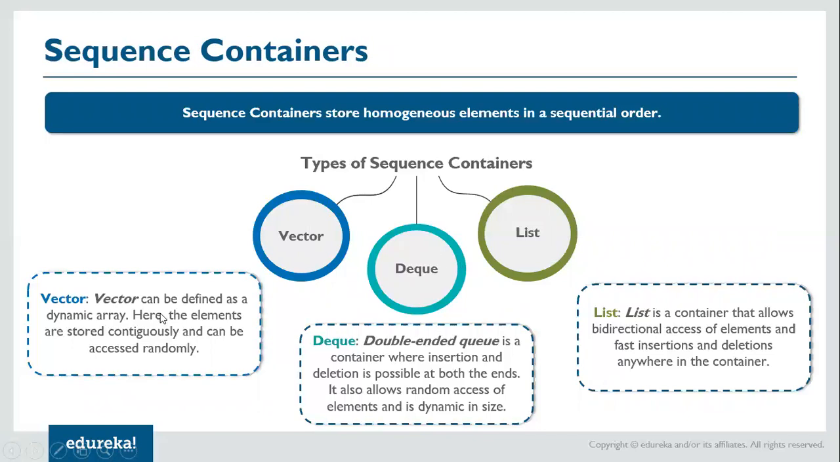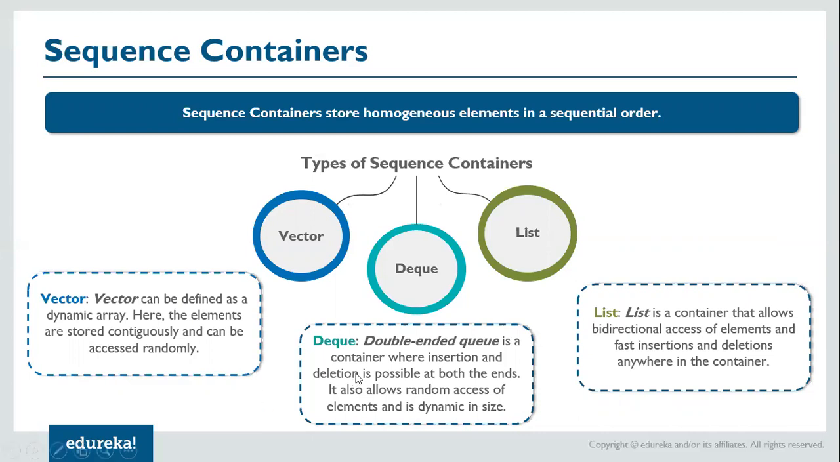So what is a vector? A vector can be defined as a dynamic array. Dynamic because it can resize itself. Here the elements are stored contiguously and can be accessed randomly. So the data stored in the vector is in a contiguous memory location, and you have the ability to access the elements randomly, meaning that you don't have to follow a sequence, going to the first element, then the second, then the third. If you want the third element, you can directly access it. That is known as randomly accessing the elements within a vector.